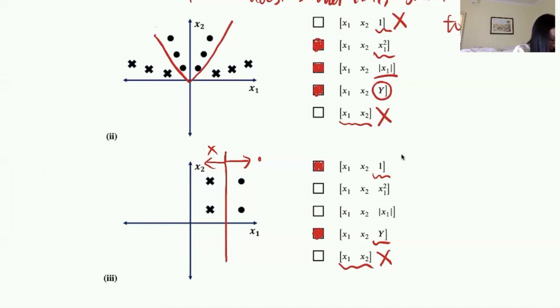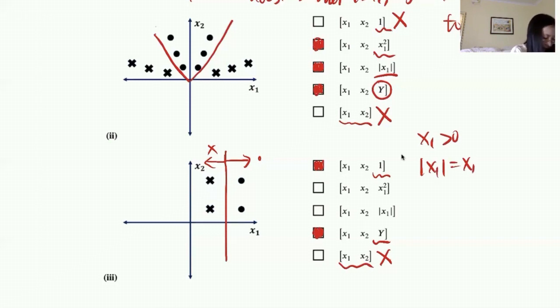Notice that in this data set, all the x1s are greater than 0, which means that the absolute value of x1 is equal to x1. Since knowing x1 and x2 alone is not sufficient, knowing the absolute value of x1 is also not helpful. So this is not a correct choice. Then let's see whether including x1 square will help. If we have the square of x1, it will enable a decision boundary like this.